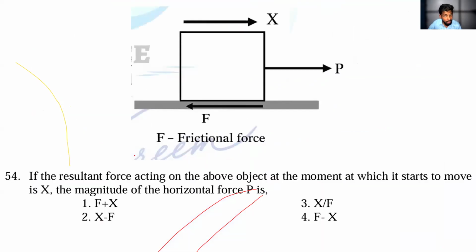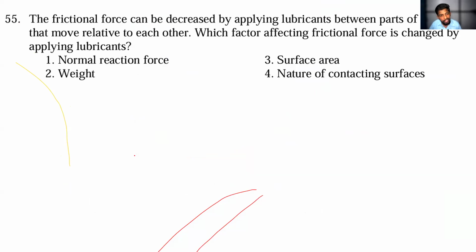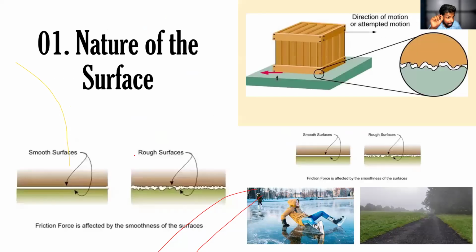Question number 54, we didn't discuss this one because we must have an idea related to the resultant force. Question number 55 is the same, about the frictional force, but in this question we have learned what the factors affecting the frictional force are. What are the factors?